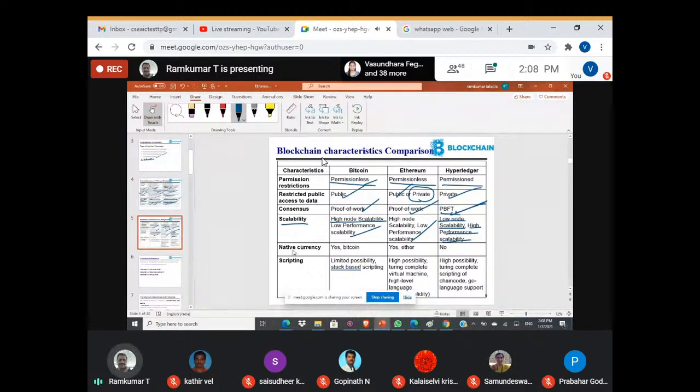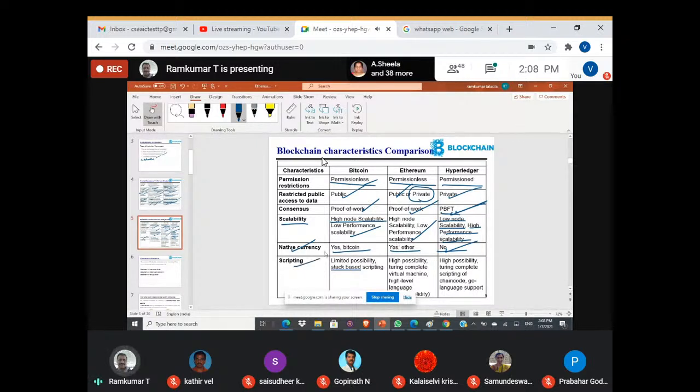And the native currency: yes, there is a native currency called Bitcoin in Bitcoin. And for Ethereum, Ether. Since Hyperledger is a private network, there is no requirement of a currency. For my purpose I'm defining it right now, so there is no need to take any asset or native currency. Because of that, Hyperledger does not have any native currency, right?